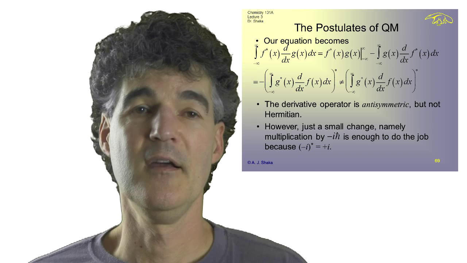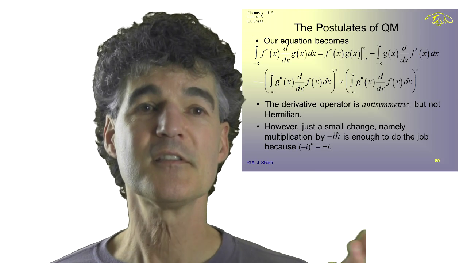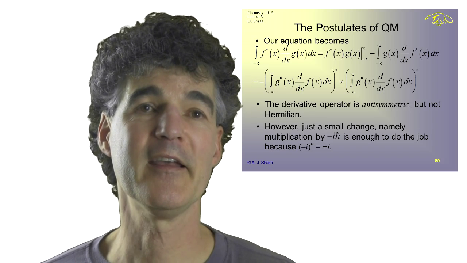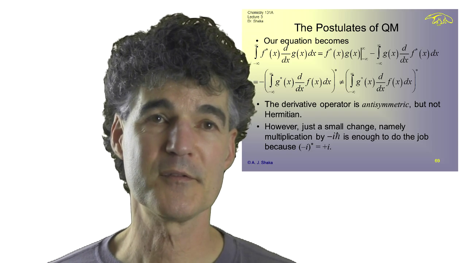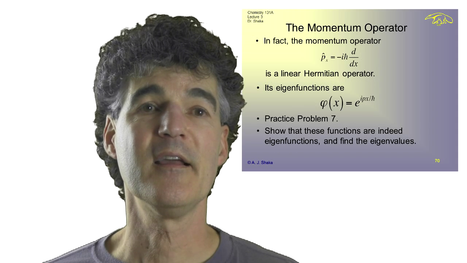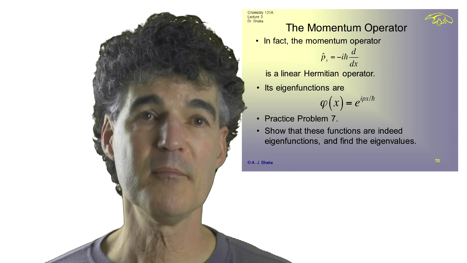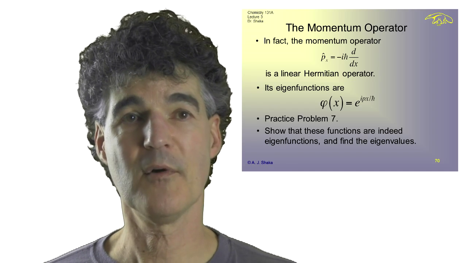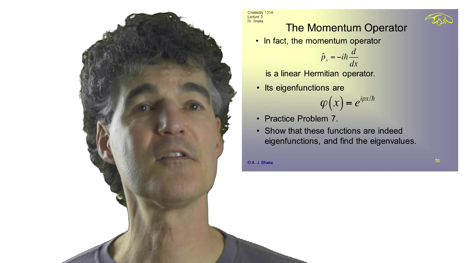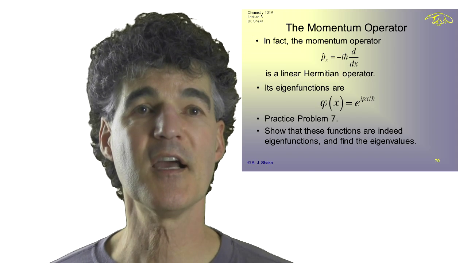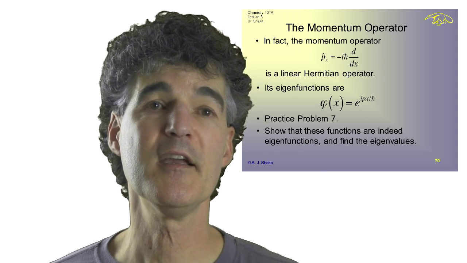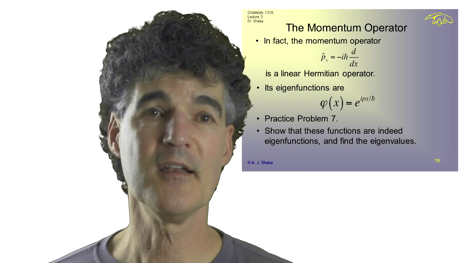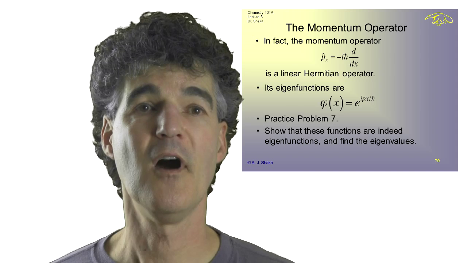You say, well, why is the h bar there? And the answer is, this is quantum mechanics. Of course there's an h bar there, because we're going to have that in almost everything we use. And in fact, the momentum operator, p hat x, which tells us the momentum, when it operates on a wave function, it tells us the momentum in the x direction is just given by minus i h bar d by dx. And it is a linear Hermitian operator.